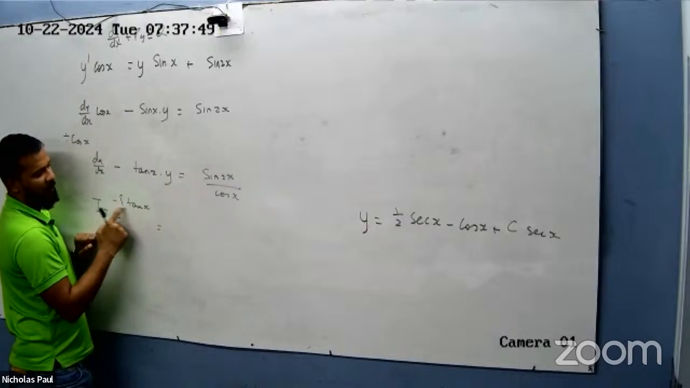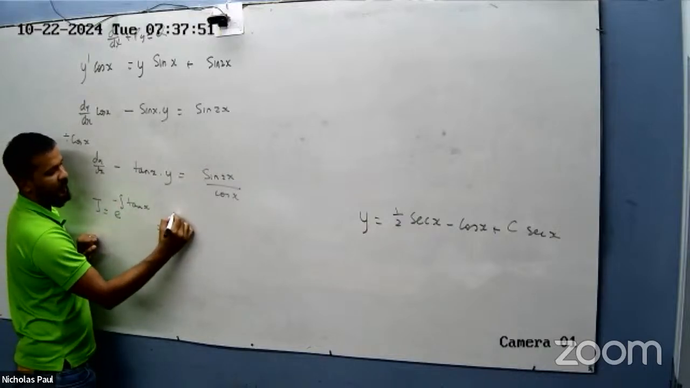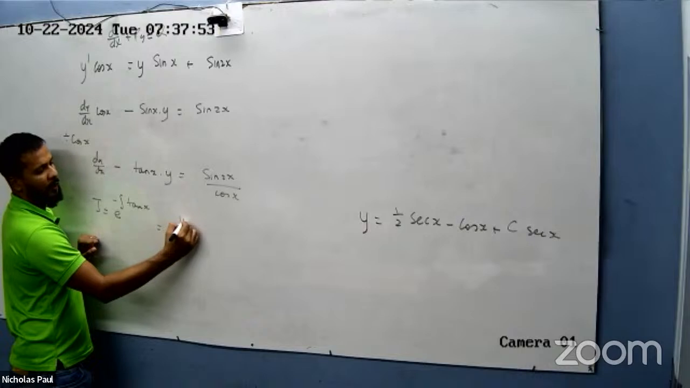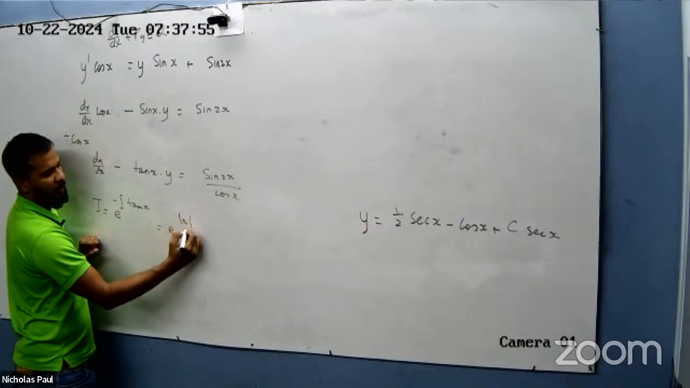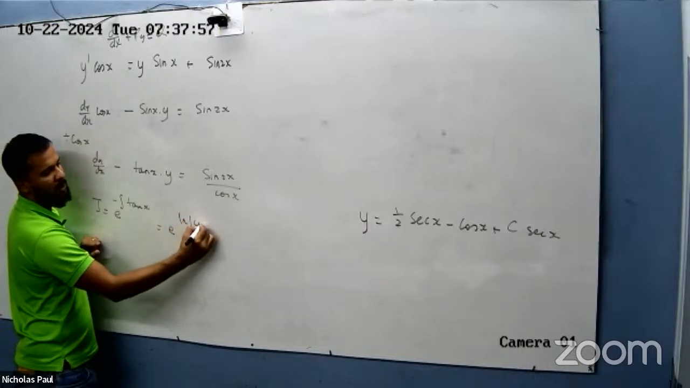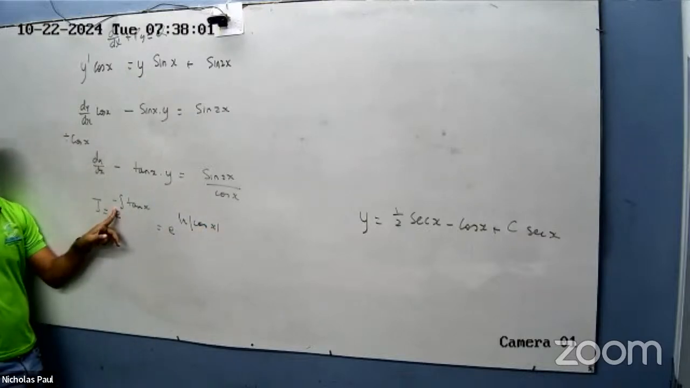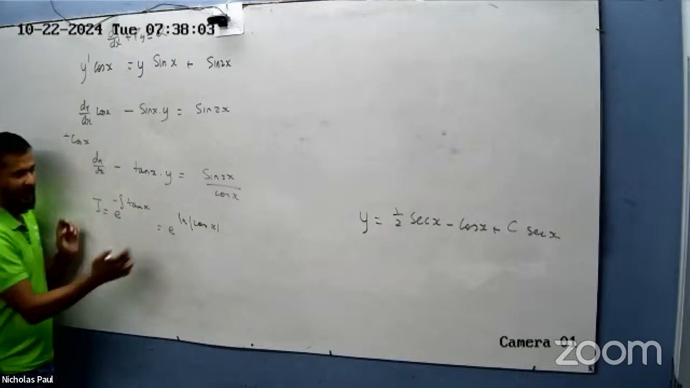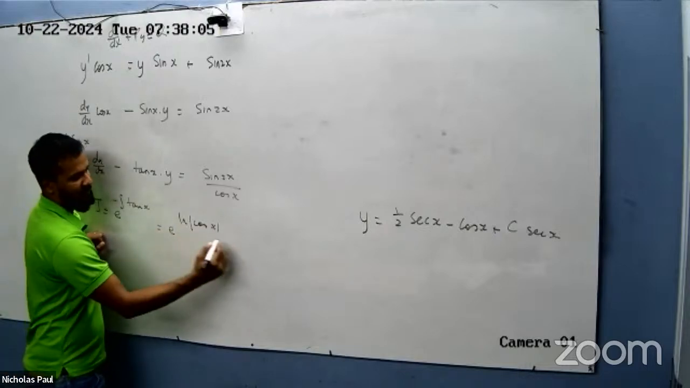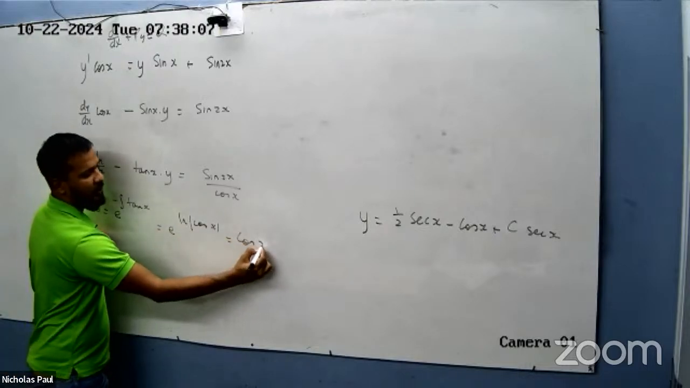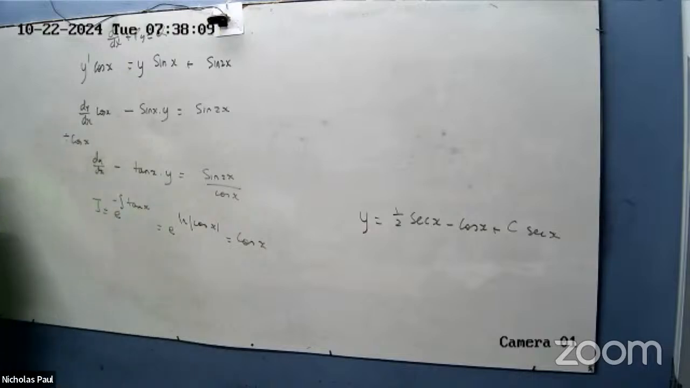What's the integral of minus tan x? Ln, no, ln cos x, right? Because it's a minus here. So minus and minus are plus, and you'll get ln cos x. E to the ln is cos x, right? Yeah.